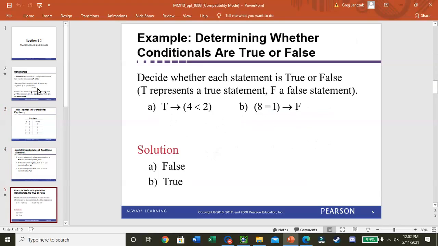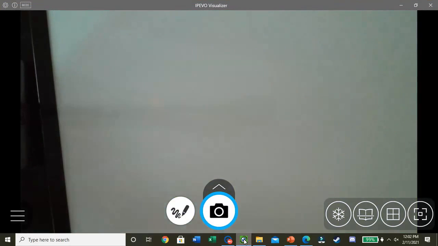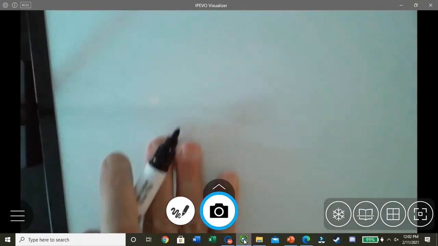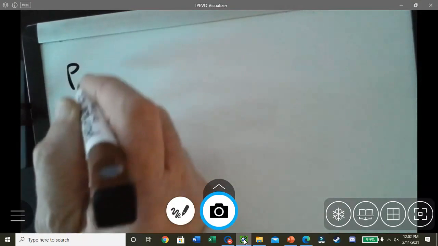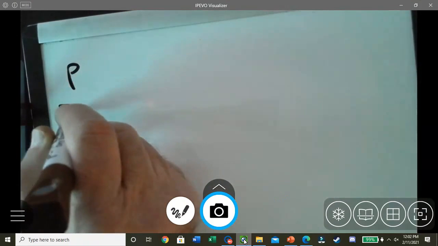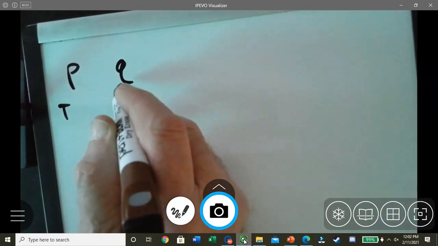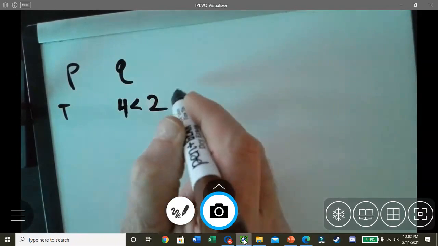Okay. All right. So let's take a look at some more problems. Let's take a look at, we have P is true, Q is 4 is less than 2.